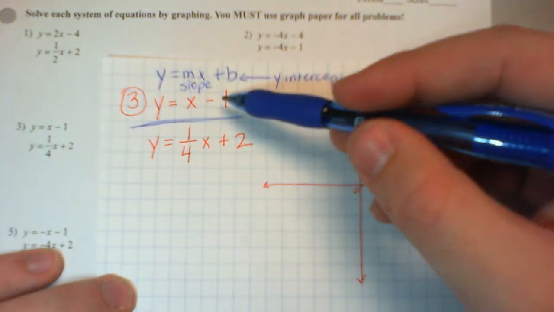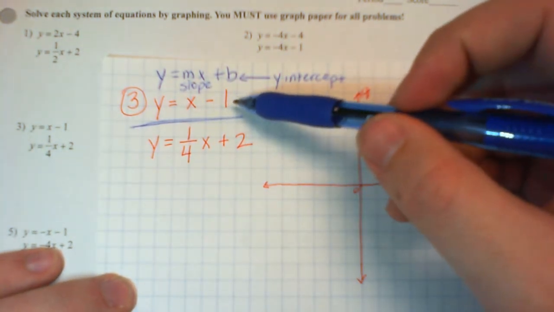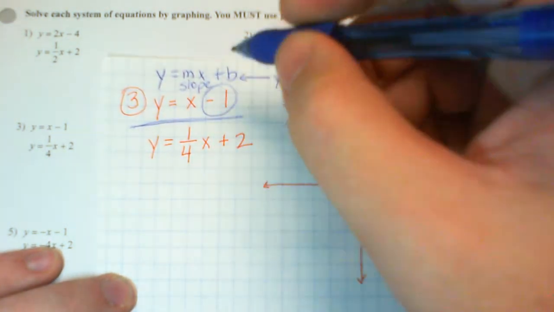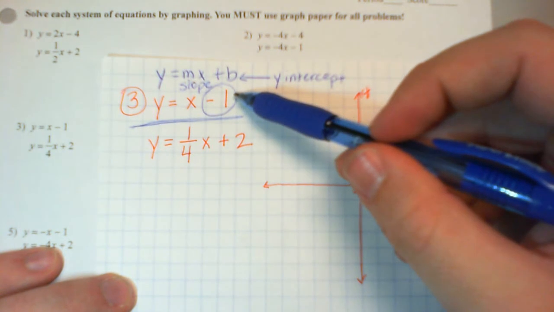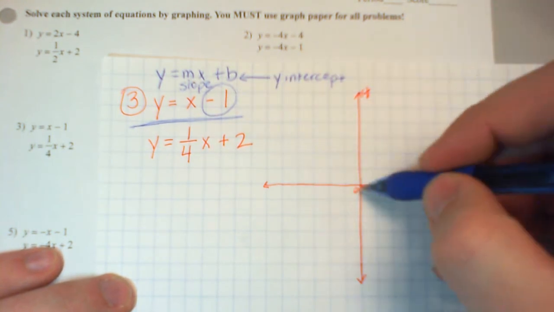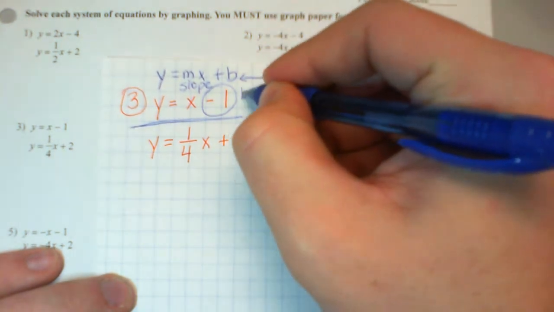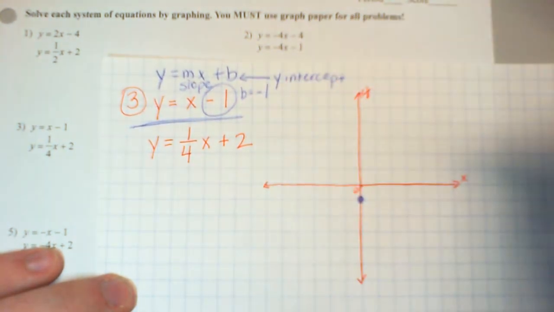Then look at the b spot. The b is negative 1. So the y-intercept for the first equation is negative 1, and we're going to plot that at negative 1. So for the first equation, b is equal to negative 1.